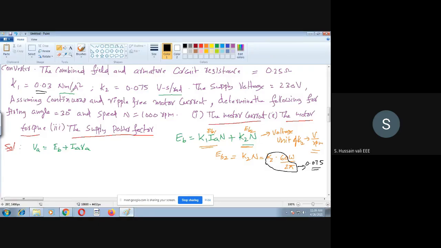Next, he has given 0.03 as K1 in Newton meter per ampere square. But check yourself: does this K1 have the same unit? No, because it is voltage per ampere into RPM. So he has given a different constant, which we will find out now. Since it is in terms of Newton meter per ampere square, you have to check the torque equation.